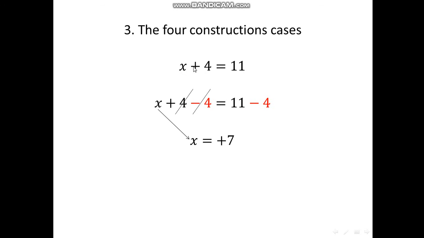What I do, I have to get this 4 on the other side. Okay, for those who know this, you can only carry the 4, jump over the equal, comes here, it's going to be minus 4. Okay, and 11 minus 4, 7.